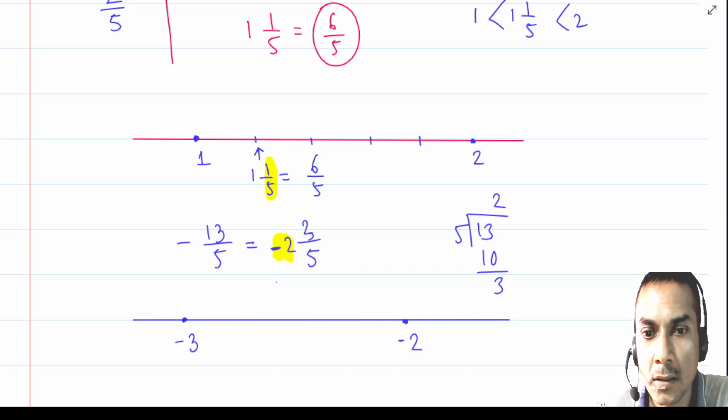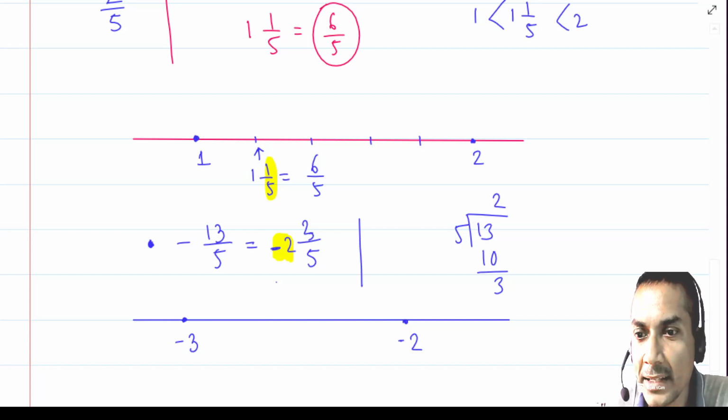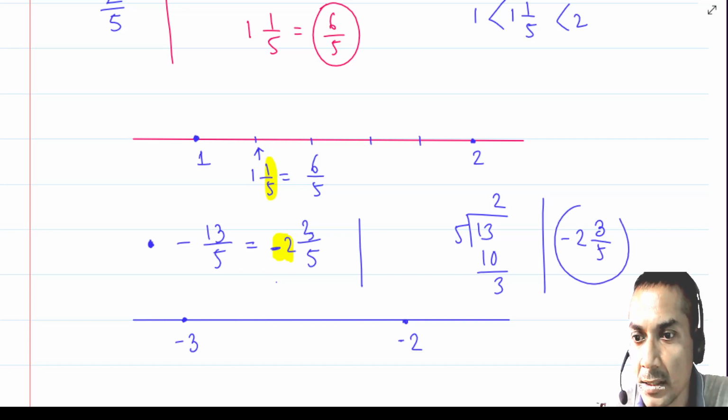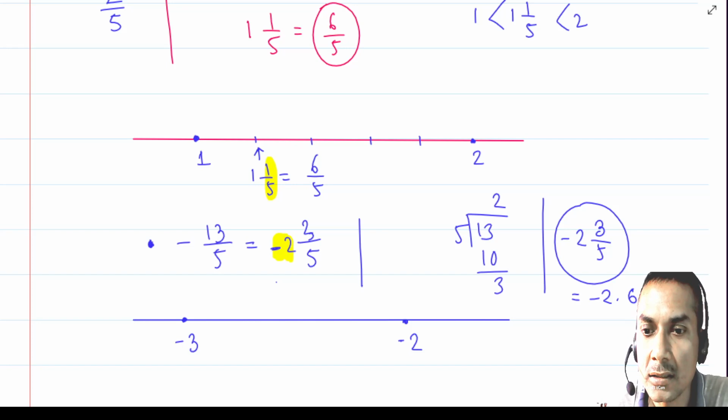Maybe you are in doubt about how we understood that minus 2 and 3 by 5 lies between minus 2 and minus 3. Now if we convert 3 by 5 into decimal, it will be 0.6. Clear? So minus 0.6 means it is more than minus 2, in this direction.